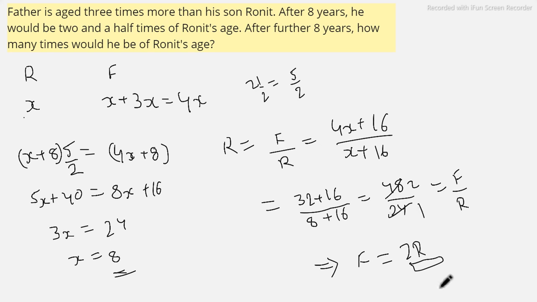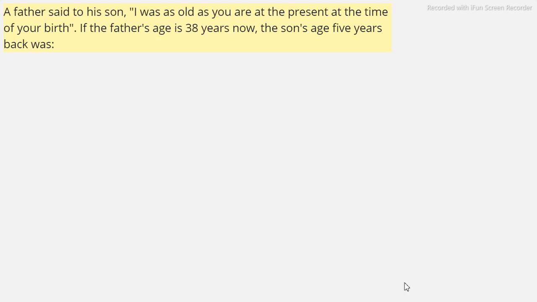Moving on to the next question. So the next question is, a father said to his son, I was as old as you are at present at the time of your birth. If the father's age is 38 years now, the son's age 5 years back was.